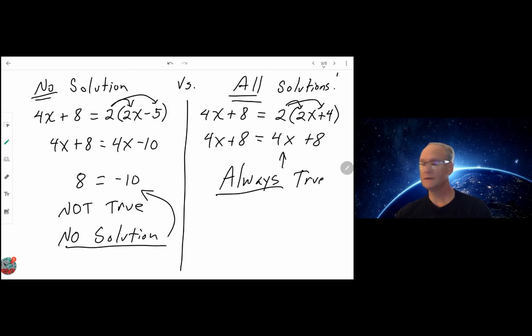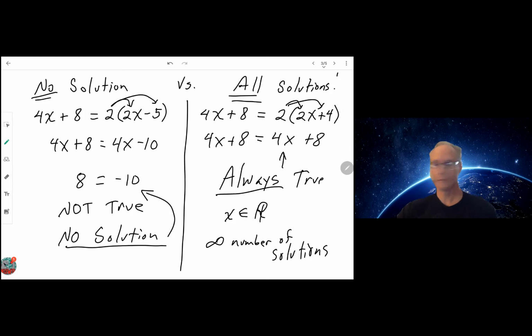This is called an identity. It's always true. So x belongs to the set of all real numbers. That's one way to write that. Another way to write that is to say that we have an infinite number of solutions. It's actually more accurate to say that any solution makes it true.